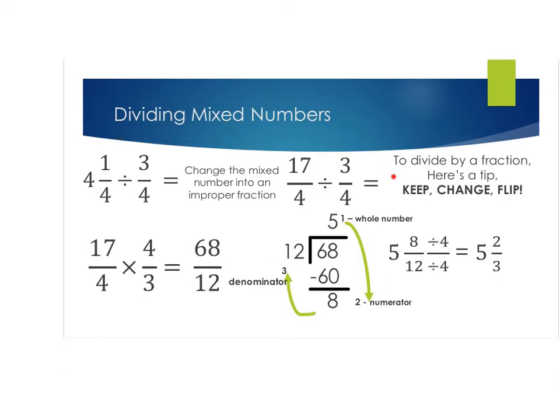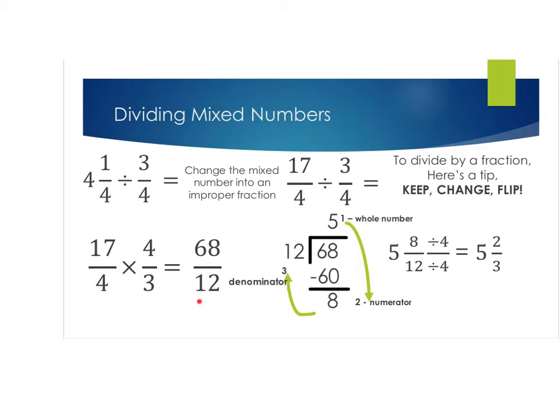Then I'm going to divide by a fraction. Here's that tip: keep, change, flip. I keep the 17 over 4 the same way. Division changes to multiplication. And I'm going to flip only my second fraction. Notice that I did not flip my first fraction. Please do not flip your first fraction. And then we're going to multiply. 17 times 4 is 68. 4 times 3 is 12.